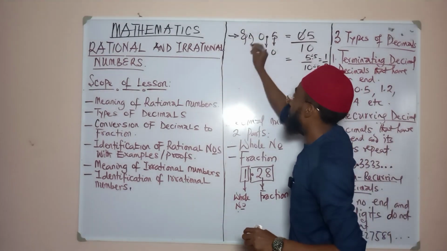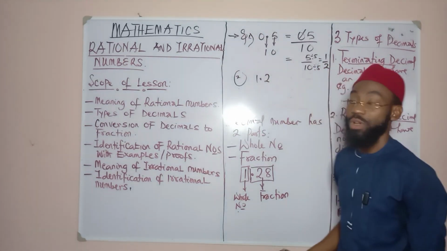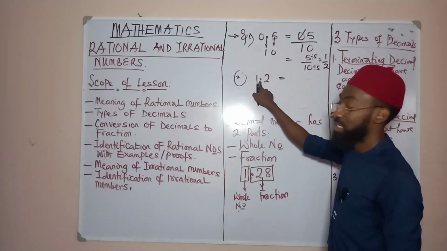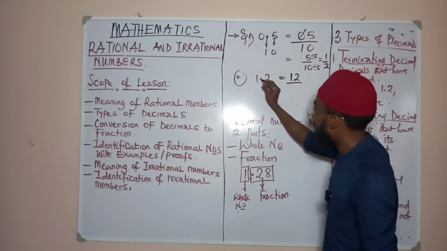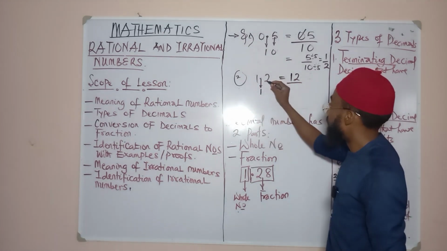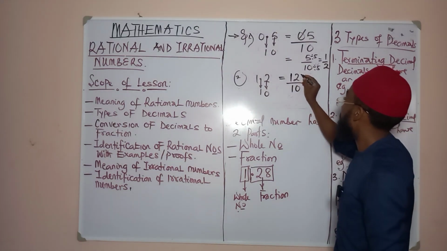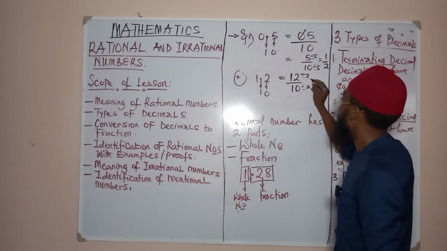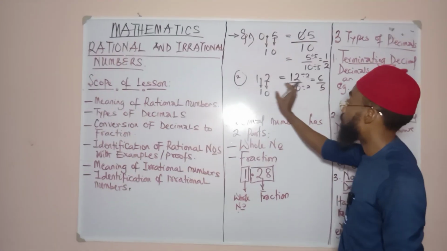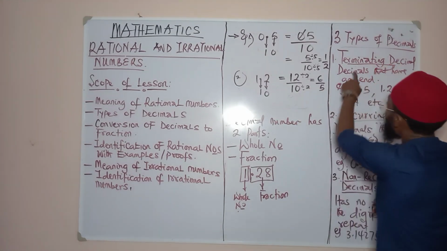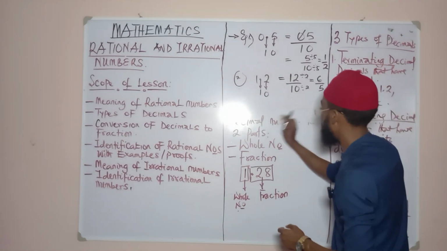Let's take another example. 1.2. Convert this to a fraction. Remember what I said? Remove the decimal point and write all the digits you see, which is 12, all over. Turn this decimal point to 1 and turn every other digit after the decimal point to 0. Reducing this to its lowest term, we see that 2 can divide both. So we're going to have 6/5. So we have reduced this to its lowest term and we've converted this to a fraction. So converting a terminating decimal to a fraction is usually very easy. Everybody can go through that.